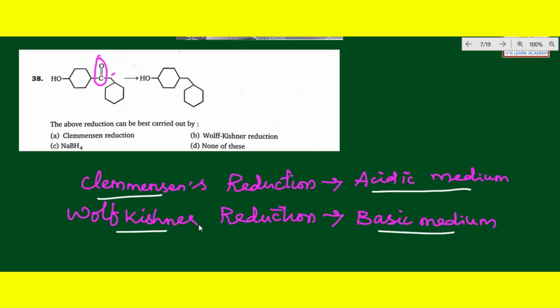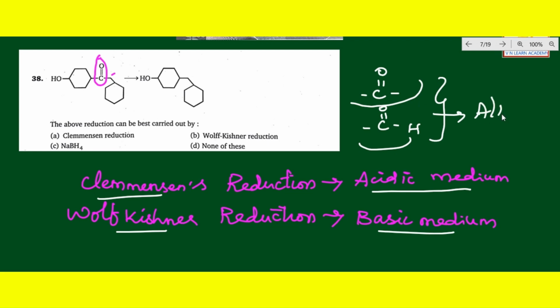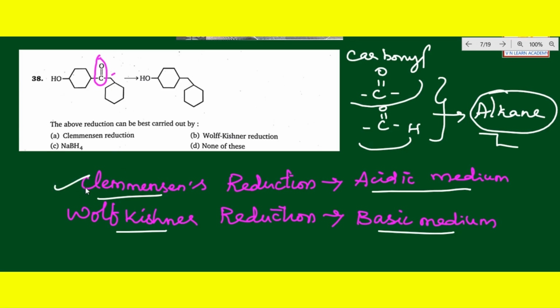Actually, what is the target? The carbonyl carbon, keto group or aldehyde group. See, double bond O here, H, CHO. So this is a keto group and this is an aldehyde group. Both can be converted into alkane, like this. So a carbonyl compound converted to alkane, that is only the duty of Clemmensen reduction and Wolff-Kishner reduction.